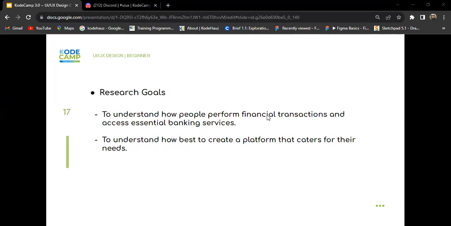You would want to write down your research goals. Why exactly do you want to perform this user research? Now, I put together these two goals. The first is to understand how people perform financial transactions and access essential banking services. How do people currently do it? The second is to understand how best to create a platform that caters for their needs. These are the research goals.